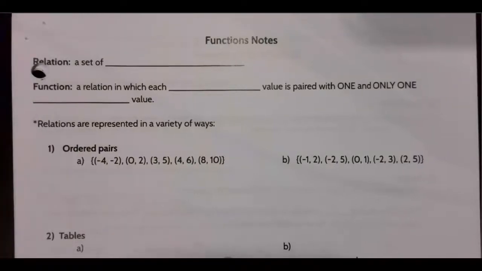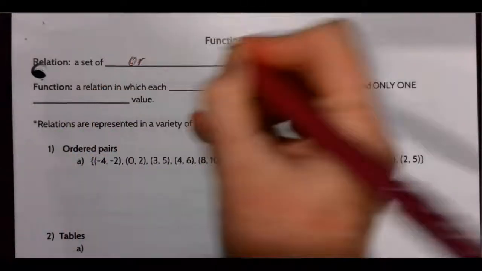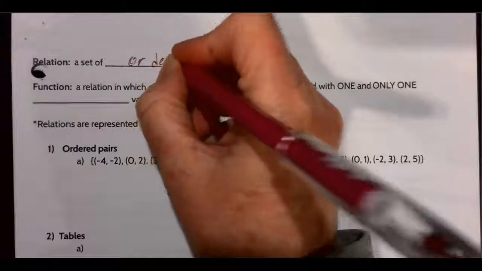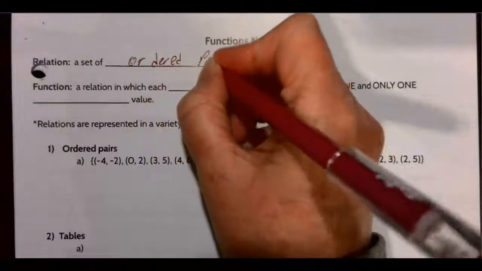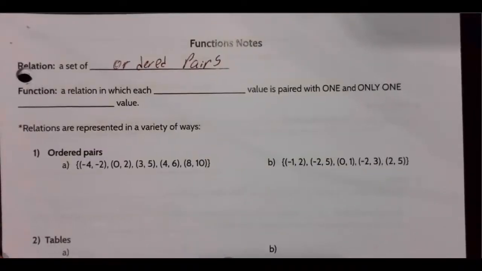So before we learn about functions, we also need to define what a relation is. A relation is a set of ordered pairs. And everything that you see in the sheet in front of you, these are all relations. So everything we're looking at is a relation.